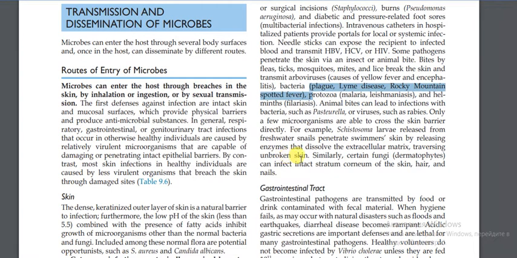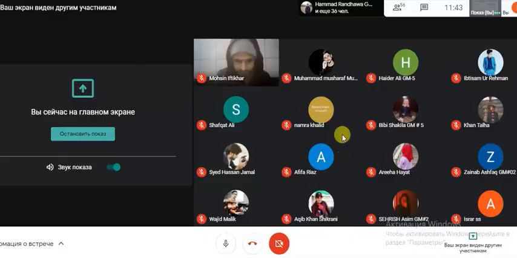In the same way, some fungi can directly infect the stratum corneum and the skin, hair, and nails. But usually they don't penetrate deeper, because deeper we have our immune system, a very good immune system, which doesn't allow it to penetrate deeper. As we discussed in the previous lecture, they can break through the skin only if we have immunity loss, so in case of immunodeficiency.